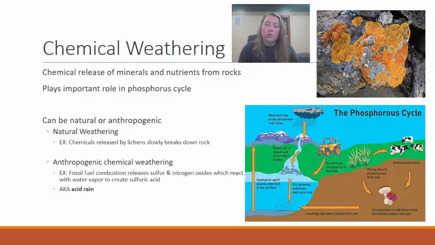Natural chemical weathering could be the acids released by lichens and other types of plants that slowly break down the rock, and that's what you can see in the picture on the top. That is a lichen, the orange thing that's growing along the side of the rock. Or it can be anthropogenic. An example of this would be the burning of fossil fuels, which releases sulfur and nitrogen oxides that react with the water vapor in the air and create sulfuric acid. That sulfuric acid falls as acid rain, and acid rain wears down all sorts of surfaces, including rocks.